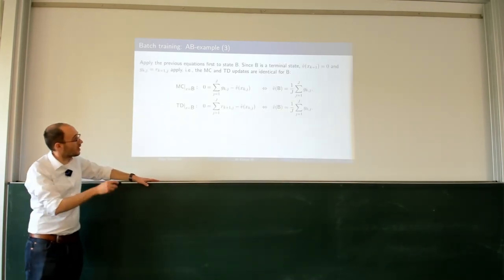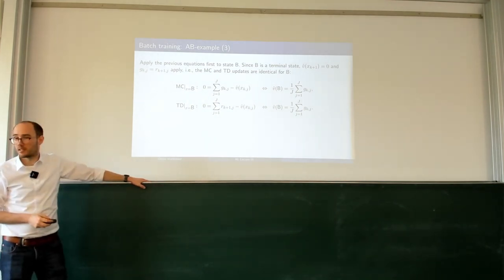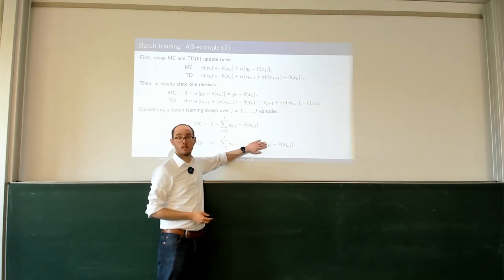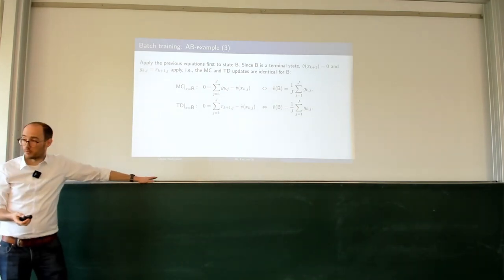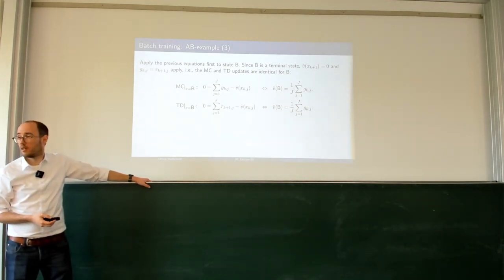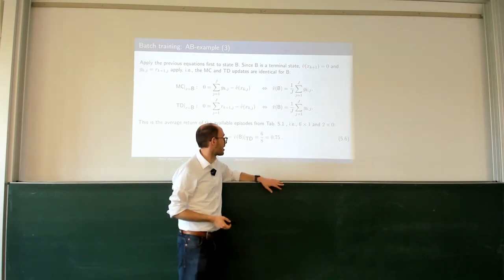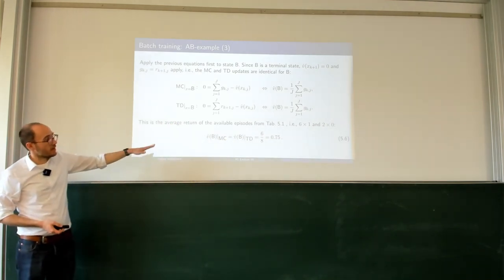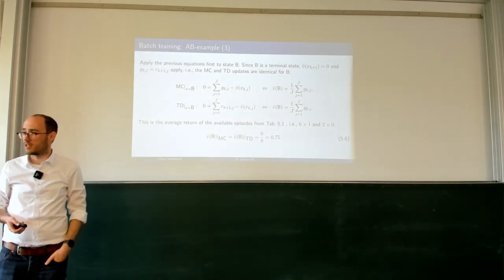If we do so, here it has been already kicked out of the equation, then we see that the two equations become identical, right? And we can see now that for state B, the terminal state, there's no difference. We just sum up the sampled episodic returns, average them, and that would be our state value estimate for state B, which is identical in both cases. 6 over 8 makes 0.75. That's nice. So in this sense, for the estimated return for the second state, the late state, we do not see any difference.